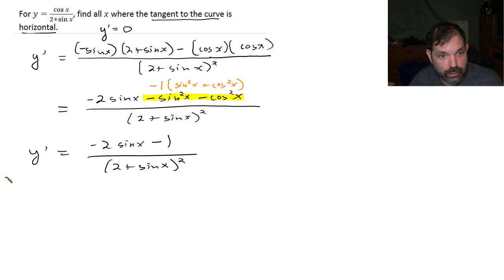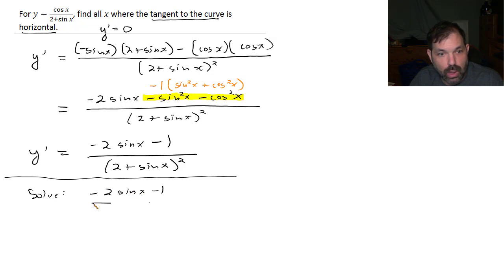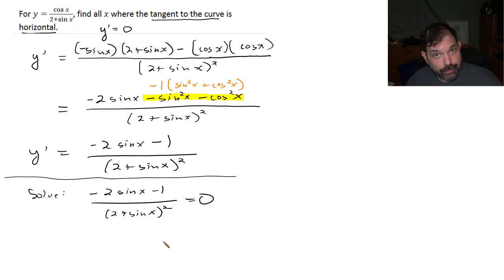So there's the derivative. That's our first part. Now we need to solve where y prime is equal to 0. So let's solve negative 2 sine x minus 1 over (2 plus sine x) quantity squared is equal to 0. Well, a fraction equals 0 when the numerator equals 0 and the denominator is non-zero.